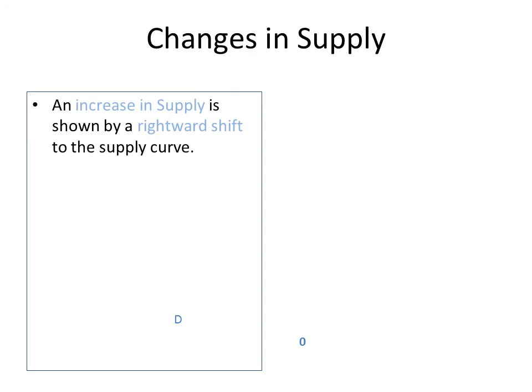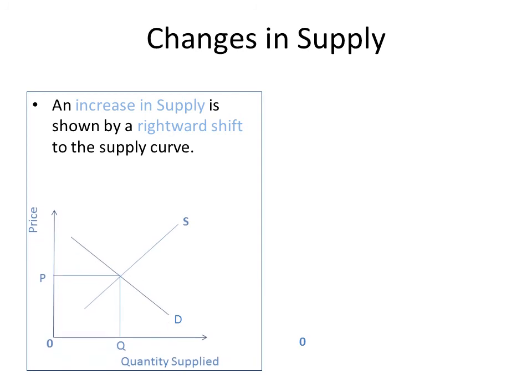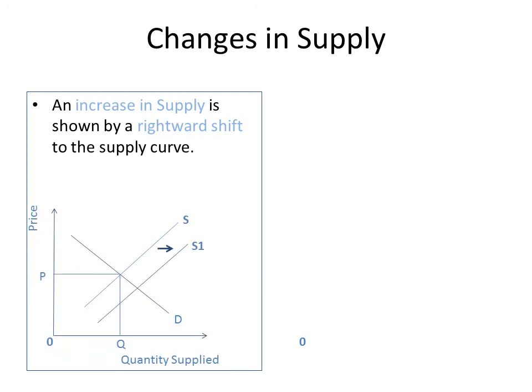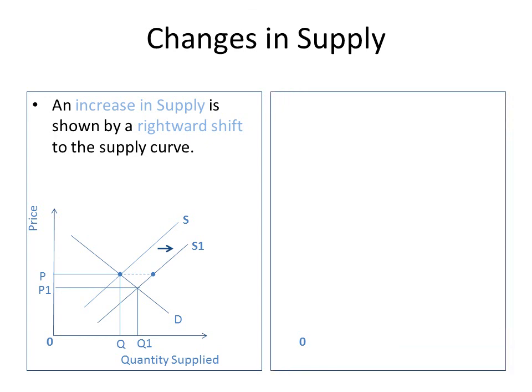Changes in supply. An increase in supply is shown by a rightward shift of the supply curve, as shown here. When there is an increase in supply, we can see that at the current price there is a surplus. That is, the demand is less and the supply is more. In this situation, the market will force the price down. So the demand will extend, supply will contract, and will reach the new equilibrium price and new equilibrium quantity.